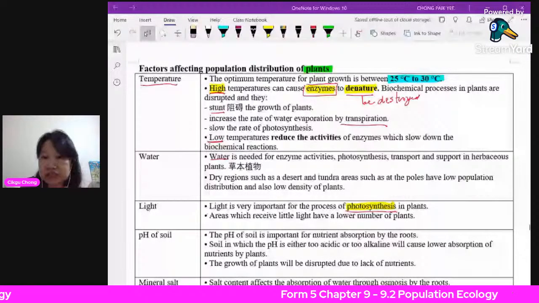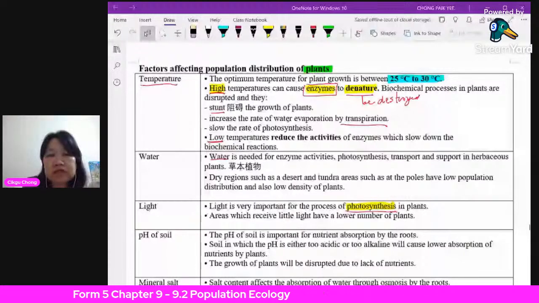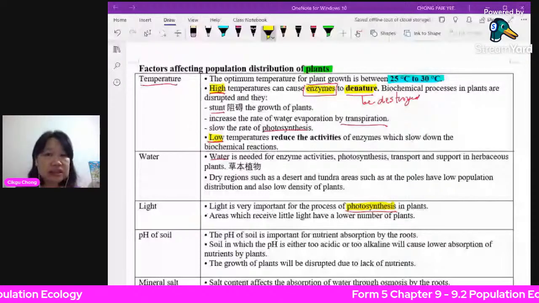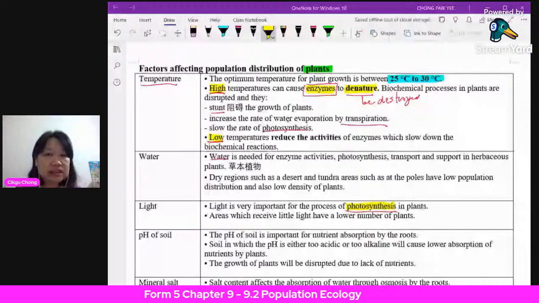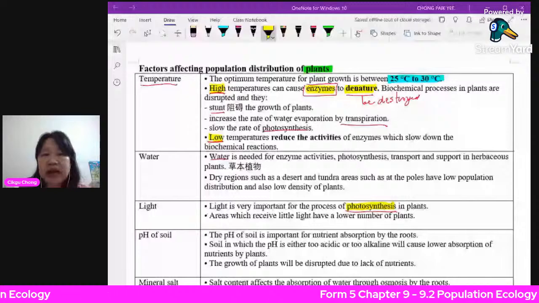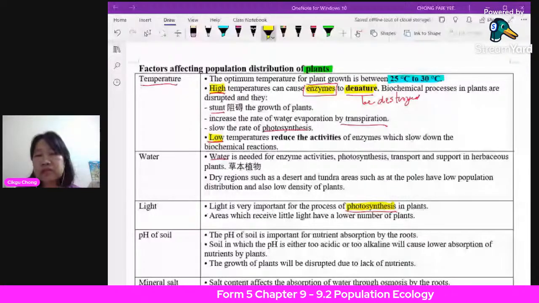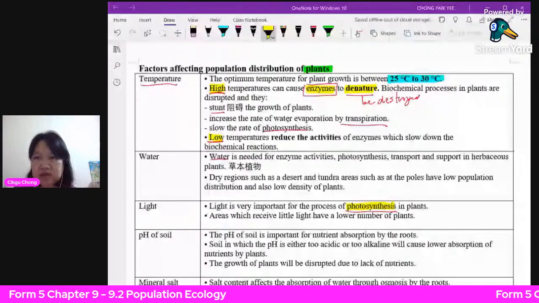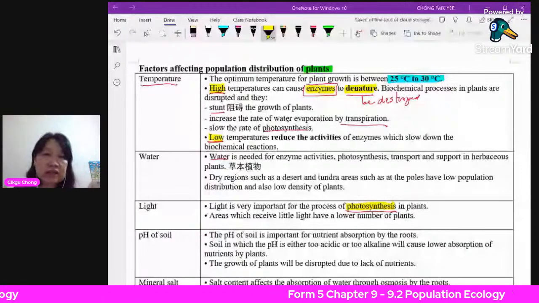Okay, now for this one, if the temperature is low, I have many students always give a wrong answer. They say denature. So when it's low, never say denature. Denature only happens at high temperature. When the temperature is low, you say the enzyme is inactive. Good enough for you to say the enzyme is inactive. So when it's inactive, it means the enzyme does not work. They will slow down the biochemical reaction. So remember, high temperature is for denaturing the enzyme. Low temperature, you say the enzyme becomes inactive.